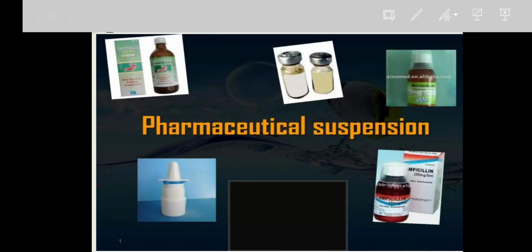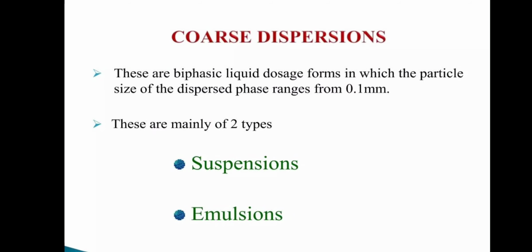Today we are going to see about pharmaceutical suspension. Coarse dispersions are biphasic liquid dosage forms in which the particle size of the dispersed phase ranges from 0.1 mm. These are mainly of two types: suspension and emulsion.